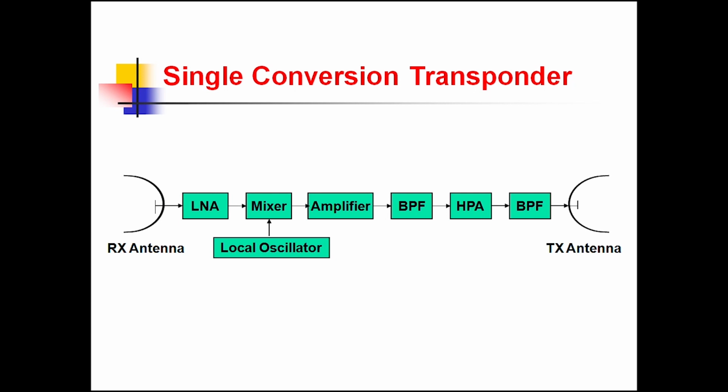And finally, it is applied to a bandpass filter. It is further filtered by the bandpass filter to eliminate any harmonics present in this processed signal. The downlink signal is retransmitted toward the receiving earth station.